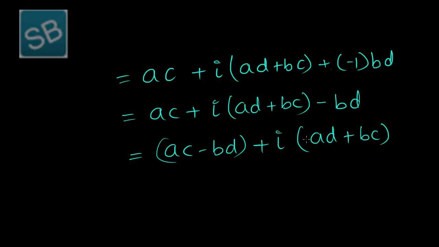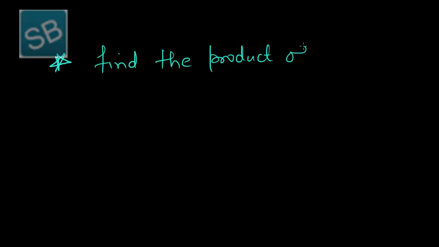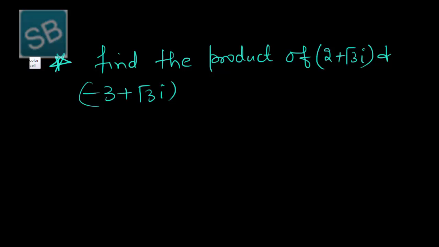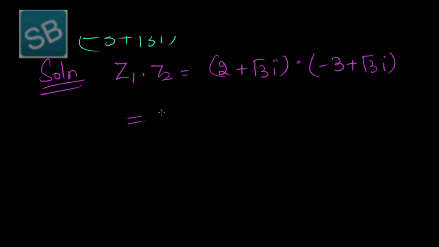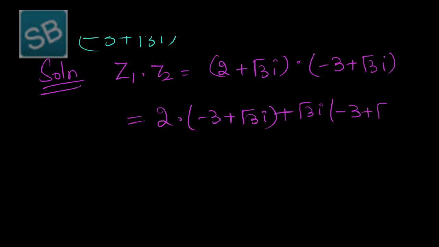So on the basis of this, we are going to find the product of two given complex numbers in the example. The example is: find the product of 2 plus under root 3 iota and minus 3 plus under root 3 iota. Now the solution is z1 into z2. Here z1 is 2 plus under root 3 iota, and z2 is minus 3 plus under root 3 iota. Now we will use the distributive law: 2 into minus 3 plus under root 3 iota, plus under root 3 iota into minus 3 plus under root 3 iota.